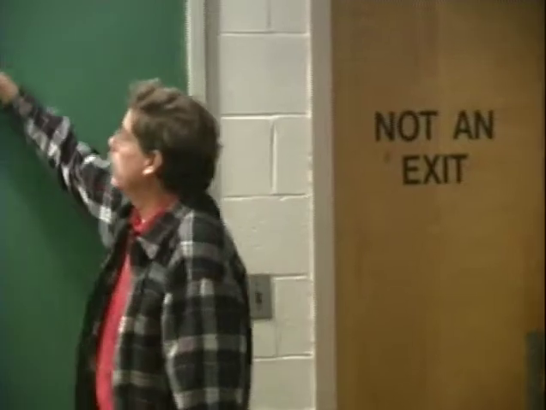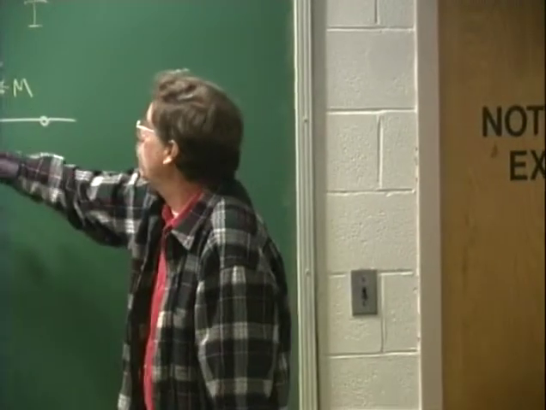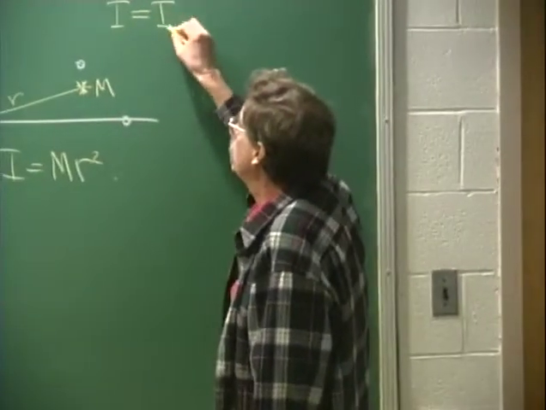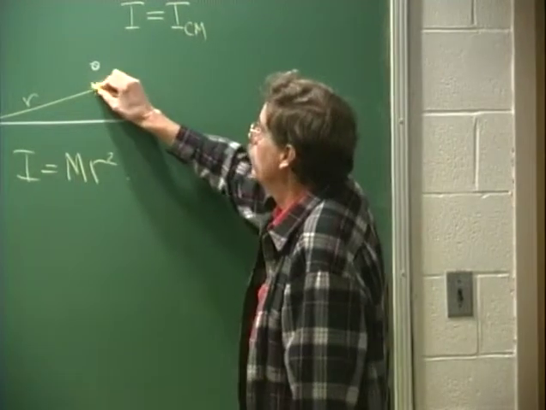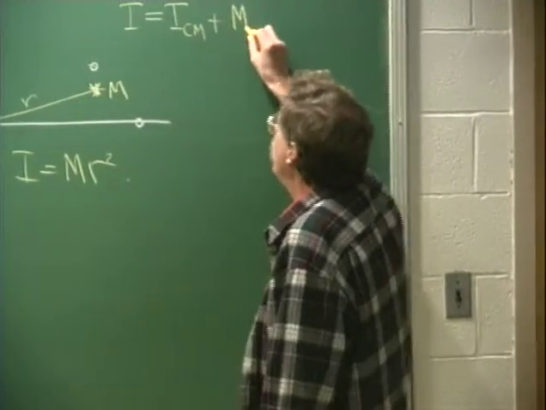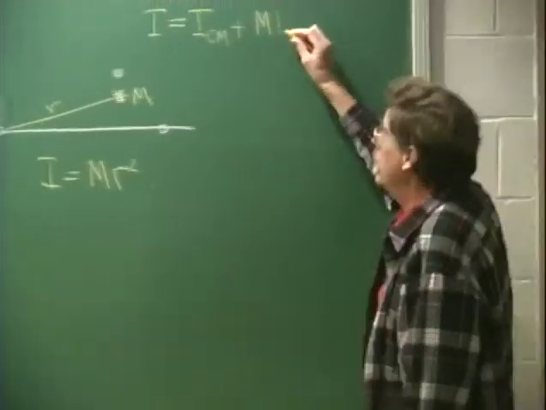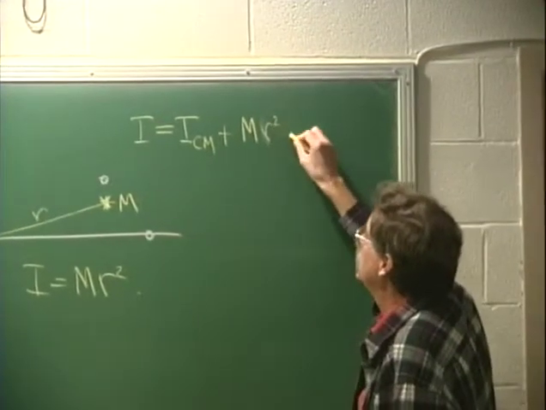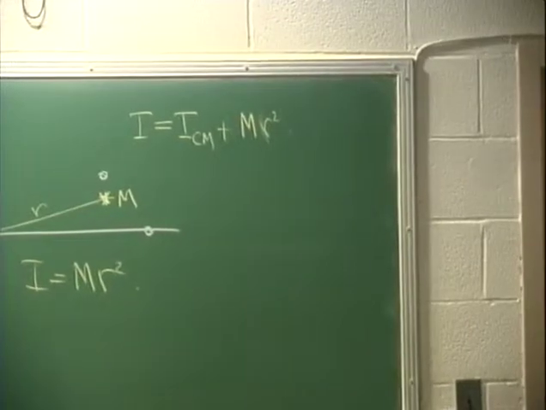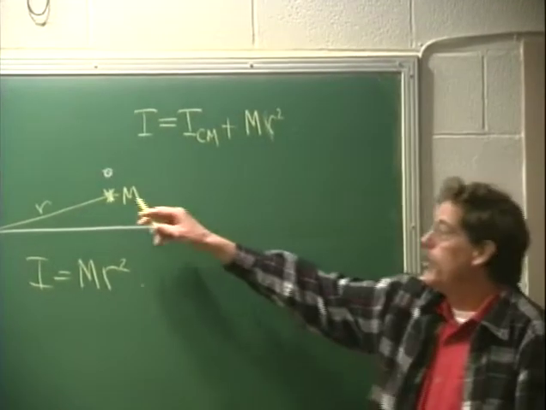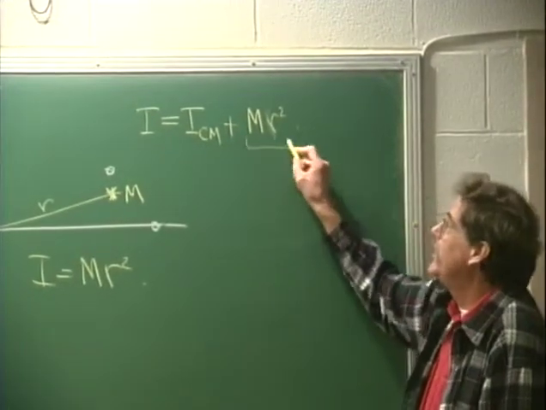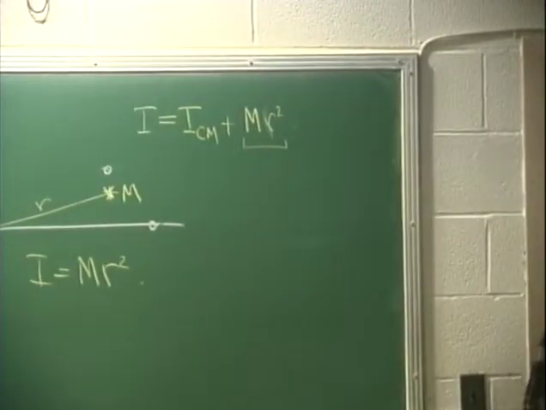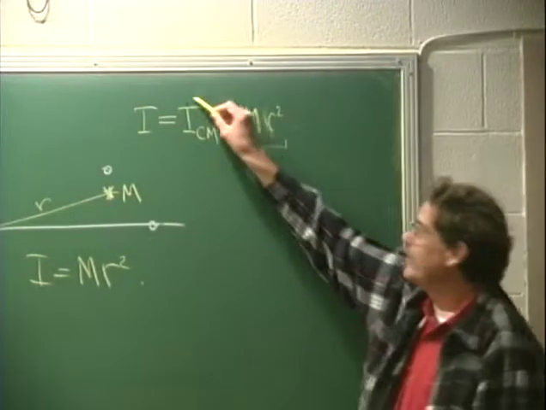In fact, we know from the parallel axis theorem exactly what's wrong with this method. The moment of inertia about this point over here would be equal to the moment of inertia about the center of mass plus the total mass times the distance squared, what we called h before, but in this case would be just m times r squared. So when you concentrate all the mass at the center of mass and take mr squared, you got that term, but you didn't get this term.